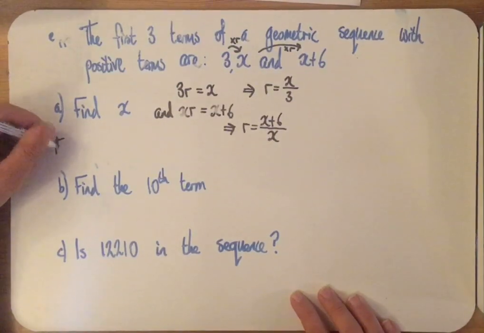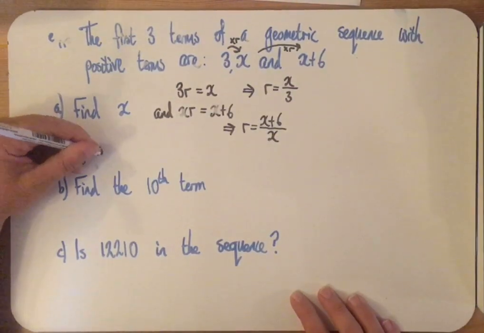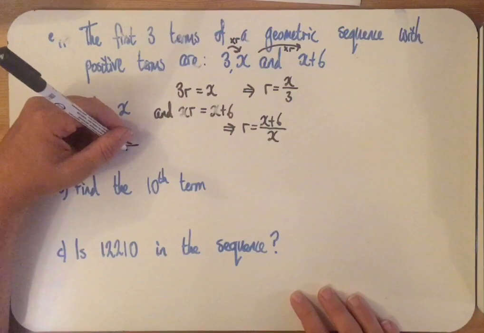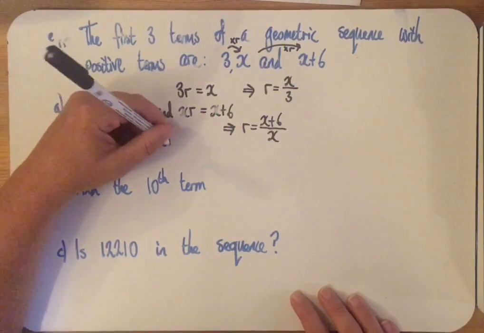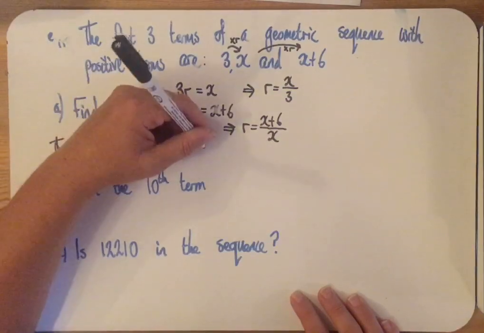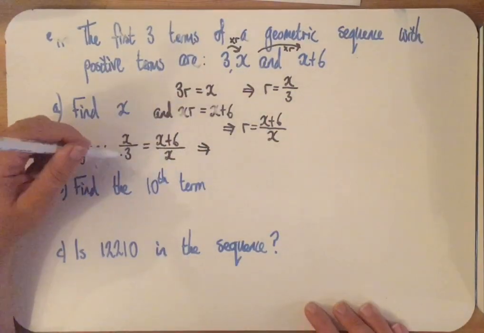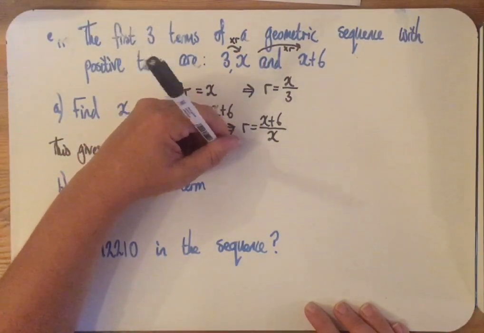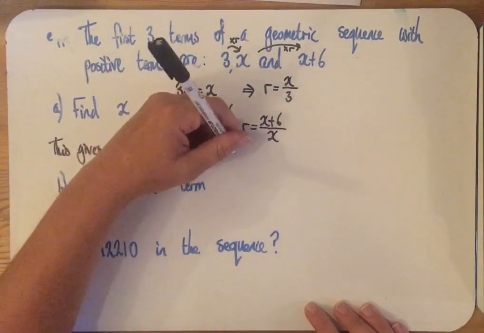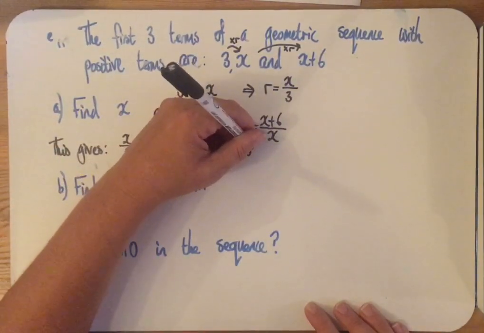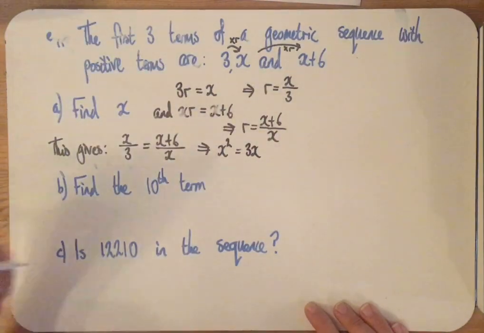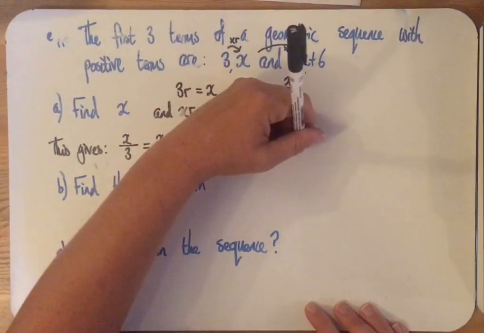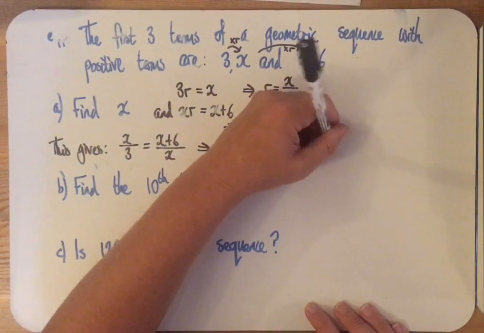So this gives... if r is x over 3 and x plus 6 over x, then x over 3 must equal x plus 6 over x. So I can times right through by x and times right through by 3. So that will give me x squared equals 3x plus 18. Sorry, I haven't got the best amount of space here. We've then got a quadratic in x.